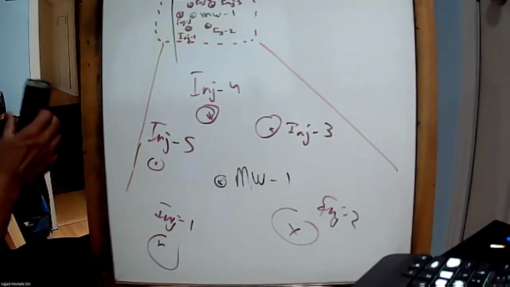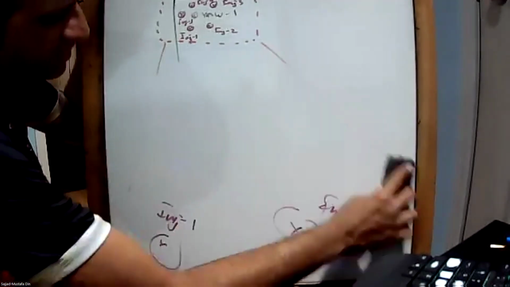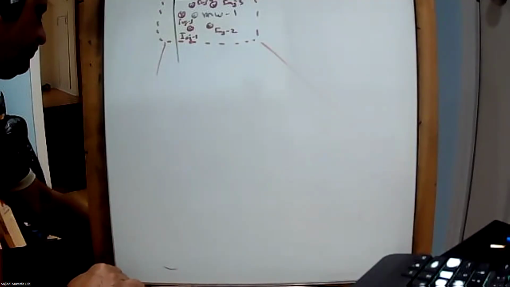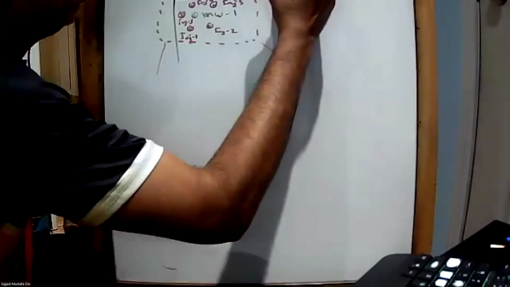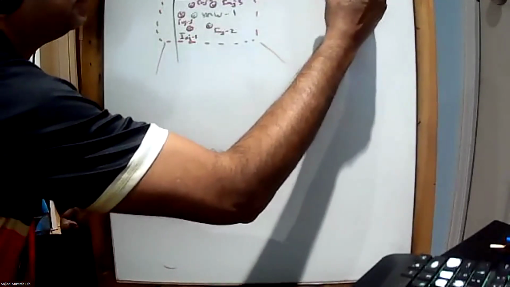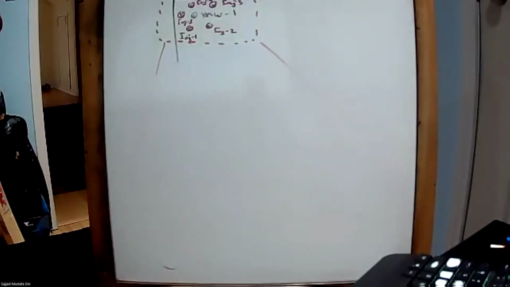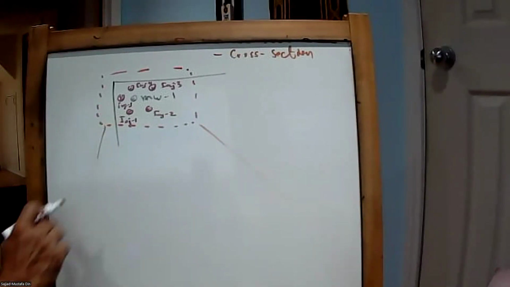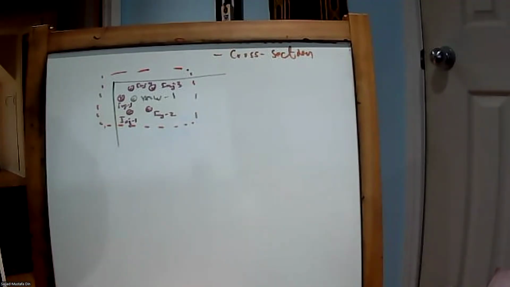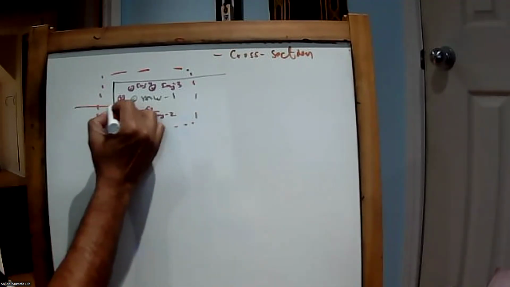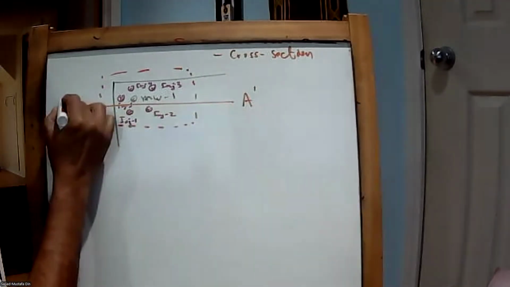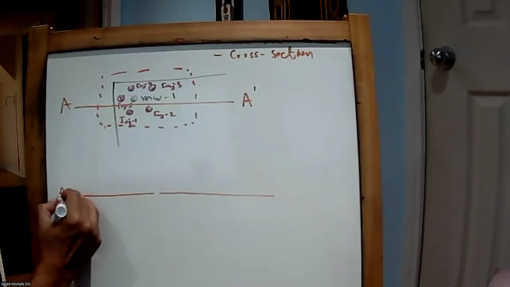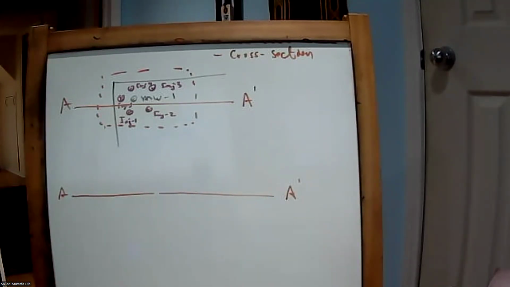Then there's another thing you can do. You can do what the Ministry of the Environment loves. You can create a cross-section. The Ministry of the Environment loves cross-sections. How do you do that? You show it like this, A dash to A, and then you show the surface. A to A dash, and then you show that.